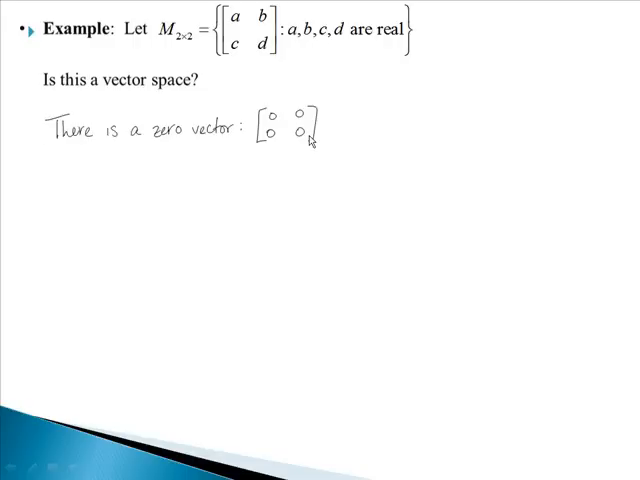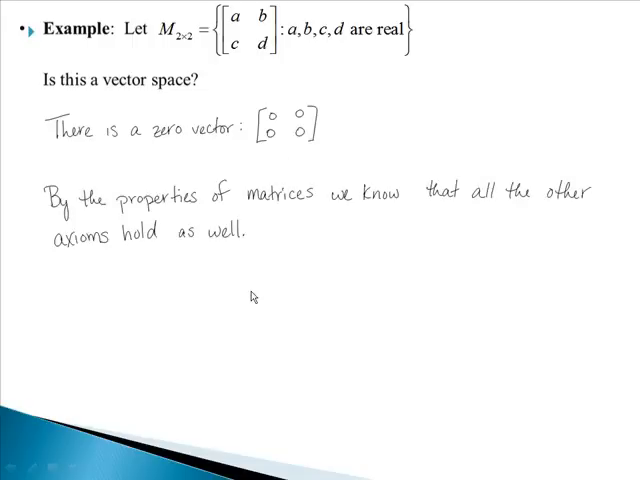So we've satisfied that axiom, which was number 4, that we have a zero vector where all the entries are zeros. Now, by the properties of matrices, which we've studied in previous chapters, we do know that all of the other axioms hold for this set. So this set, the set containing 2 by 2 square matrices with real entries, is a vector space, because all 10 of those axioms held.